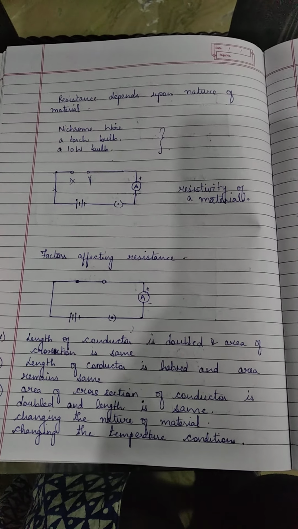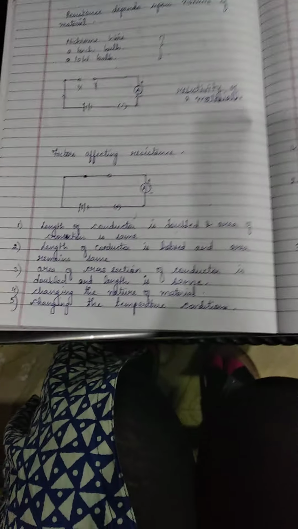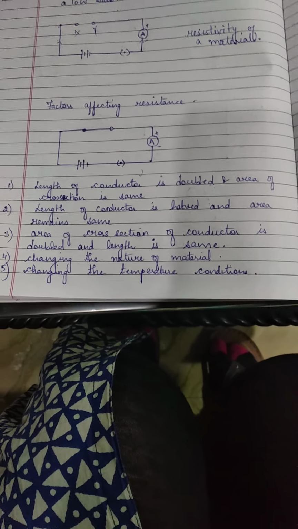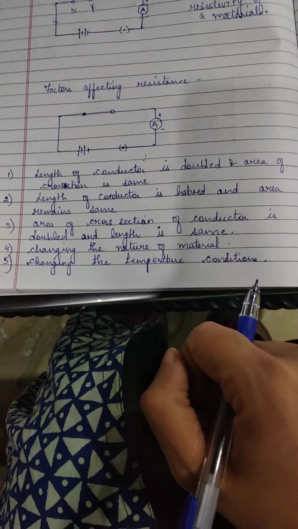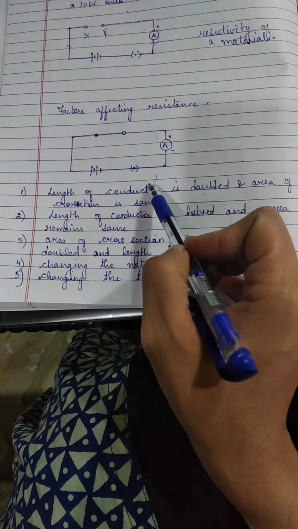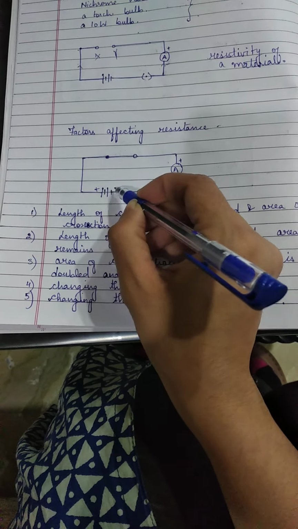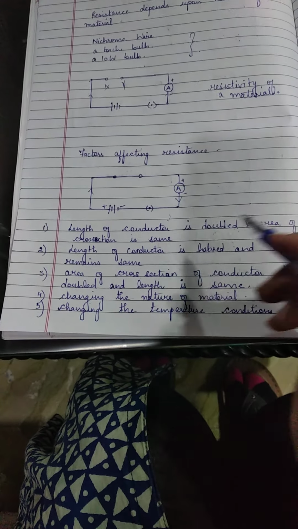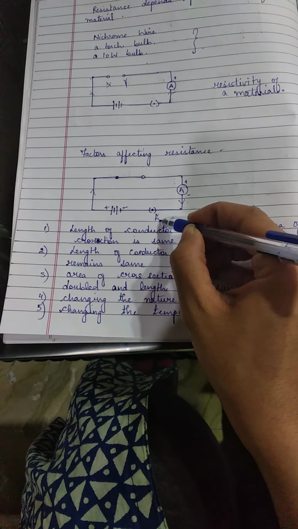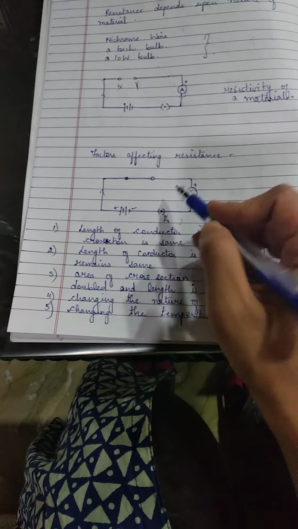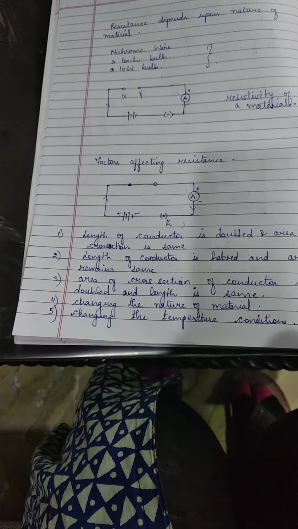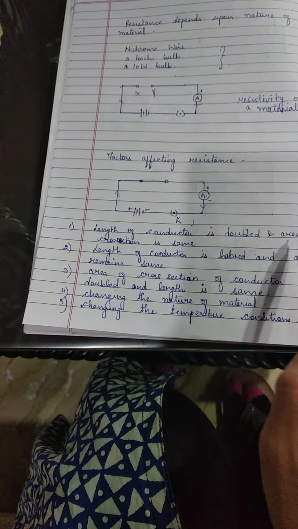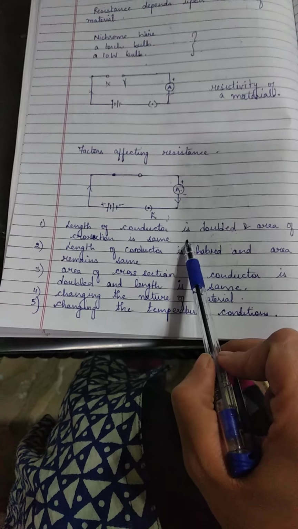Next, we talk about the factors affecting resistance. Now, what are these factors that affect the value of resistance? Remember, there are certain conditions. In this particular setup, this is a battery, right? The flow of current will be from the positive to the negative terminal. This is a plug key represented by K. This is an ammeter and this is a conductor. What if the length of the conductor is doubled and the area of cross section is the same?